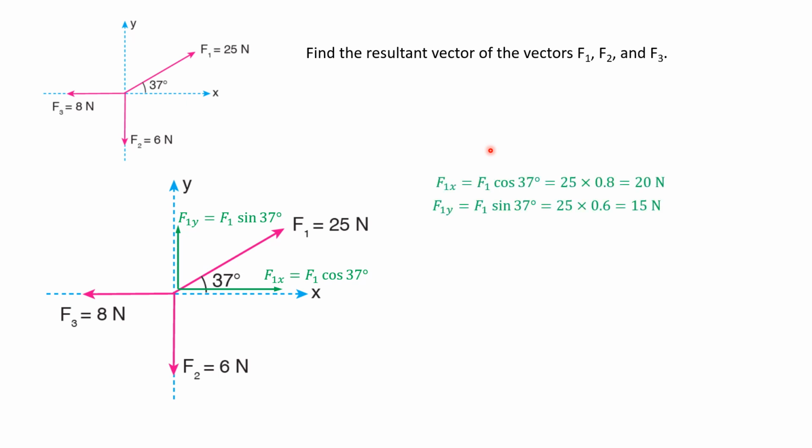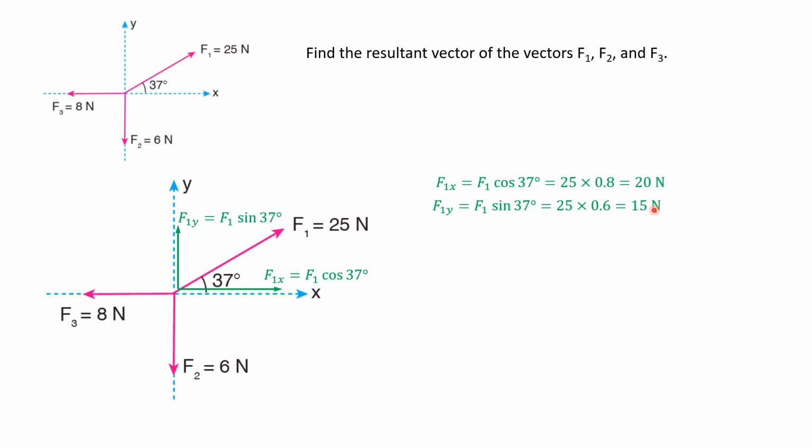Now, let's go ahead and calculate this. So f1 is given as 25, and we can calculate f1 times cosine 37, and cosine 37 is 0.8. So you end up with 20 newtons, and sine 37 is 0.6. So 25 times 0.6, you end up with 15 newtons.